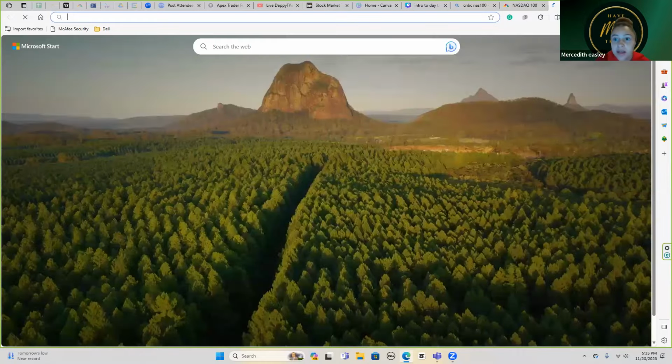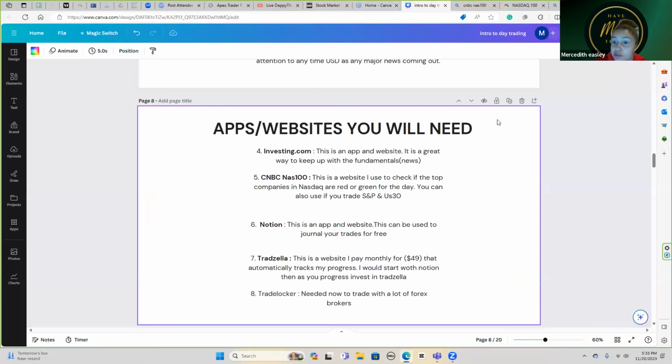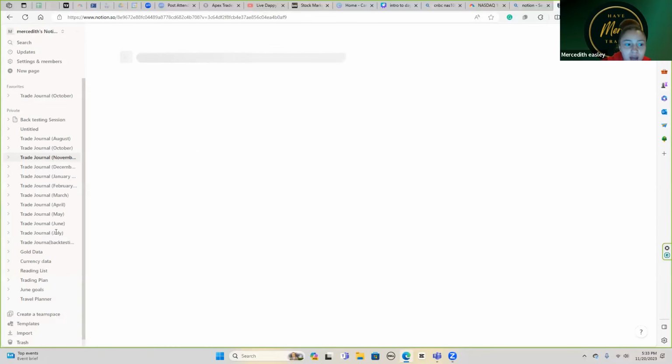Notion is an app and a website that can be used to journal your trades for free. So when you're a beginner trader, you do not need to pay for a journaling platform. I pay for a journaling platform, but I've been trading for 4 years, so it's to the point where I need a more advanced platform to journal my trades. You don't have to do that. Look at this. I was journaling my trades on Notion literally for free.